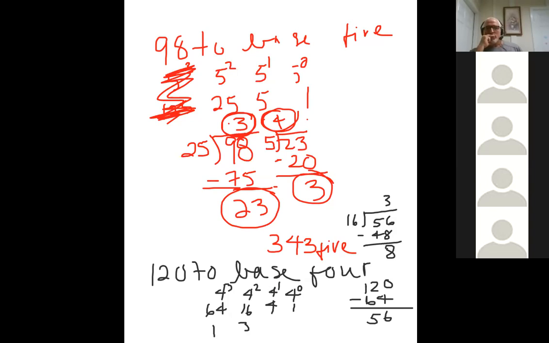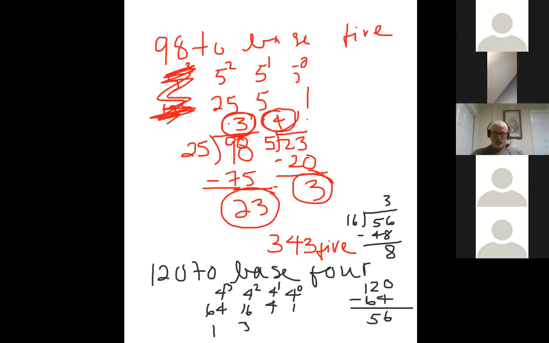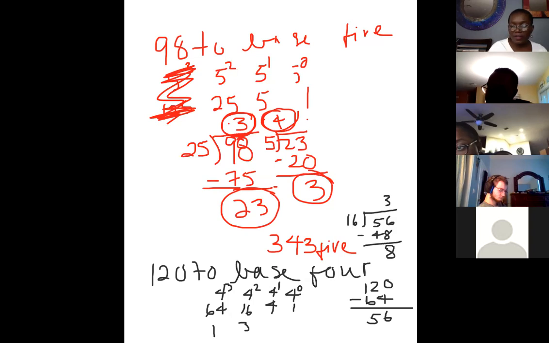You were talking about doing it on your calculator. When you divided the 56 by 16, you did 3 times. You got 48, and then you got the 8. So far we have 1, 3 with an 8 remaining. So now go down to the next digit. We go to 4 to the first power. How many 4s do you need to create the number 8? 2. Yeah. So it's 1, 3, 2.